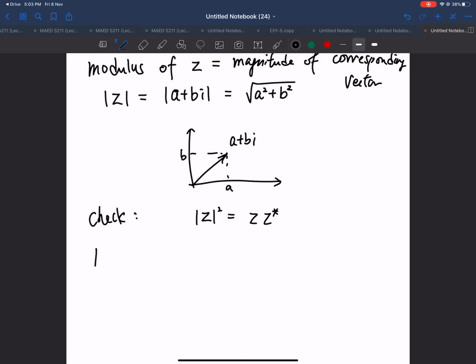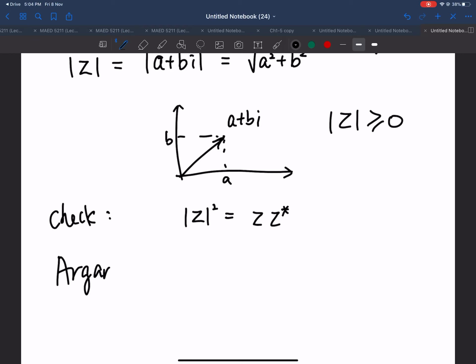So next one is about the argument. The modulus must be a non-negative number, because it is a square root. And this is a real number, not a complex number. The modulus is just a magnitude, and magnitude must be a real number. Scalar includes real numbers and complex numbers. Complex conjugate. Magnitude needs to be a real number.